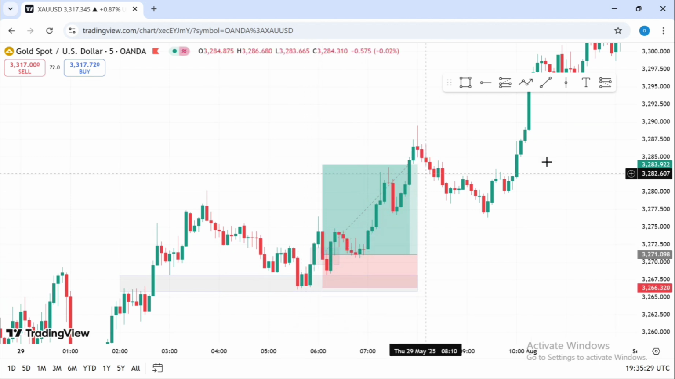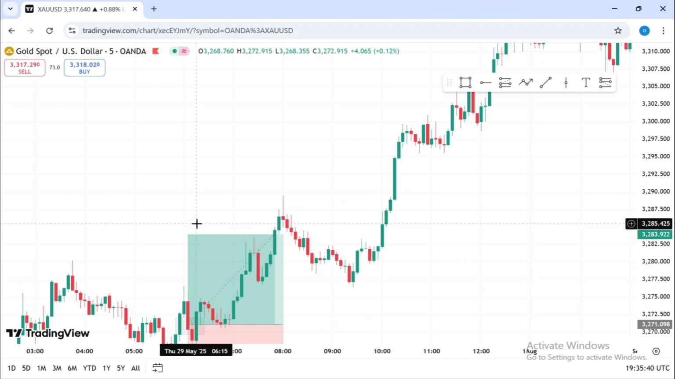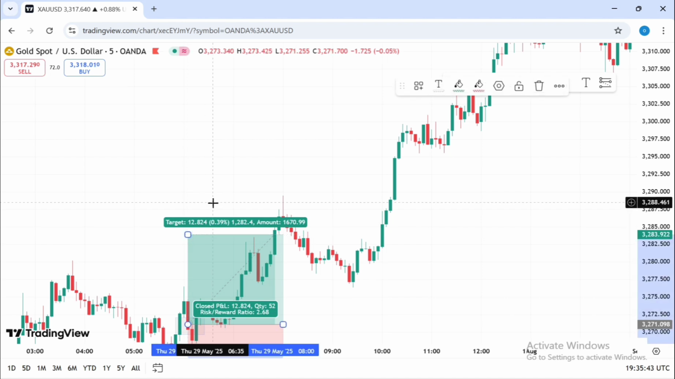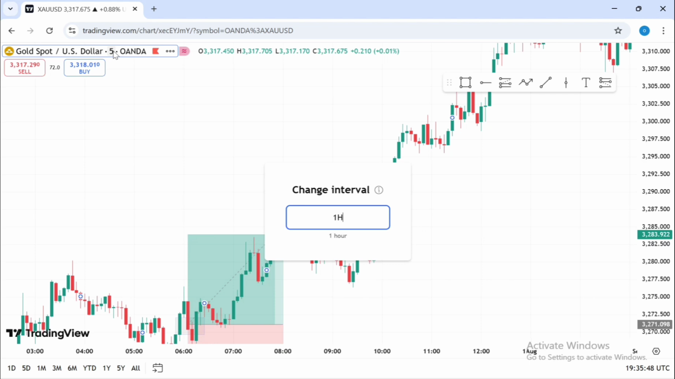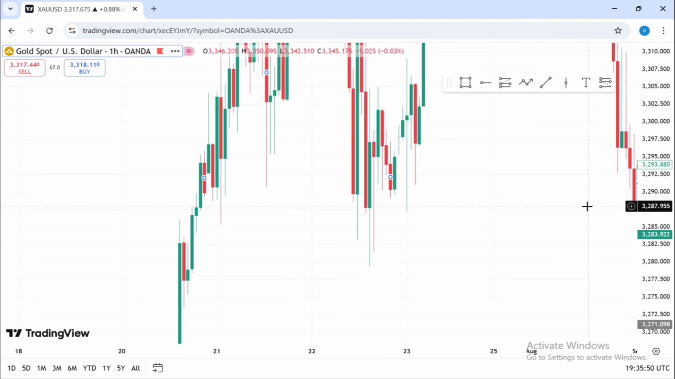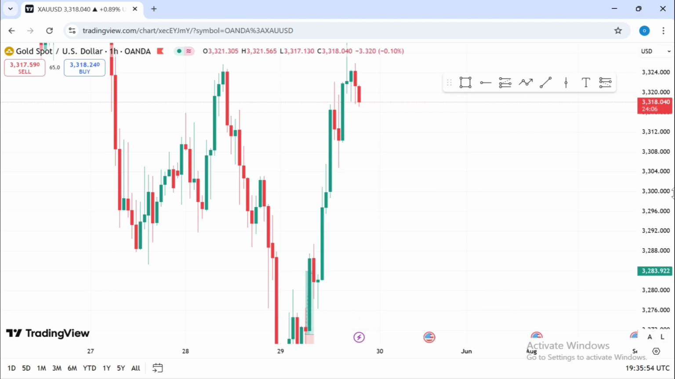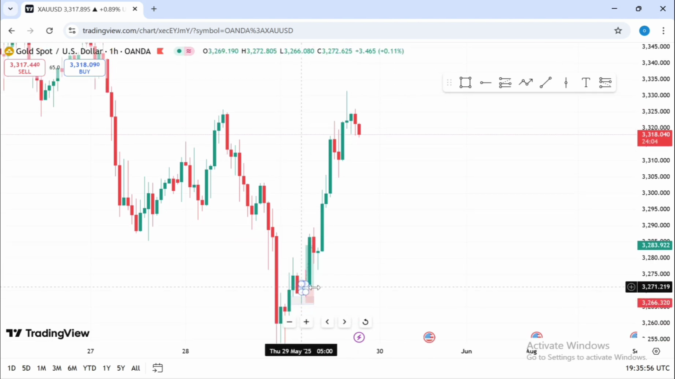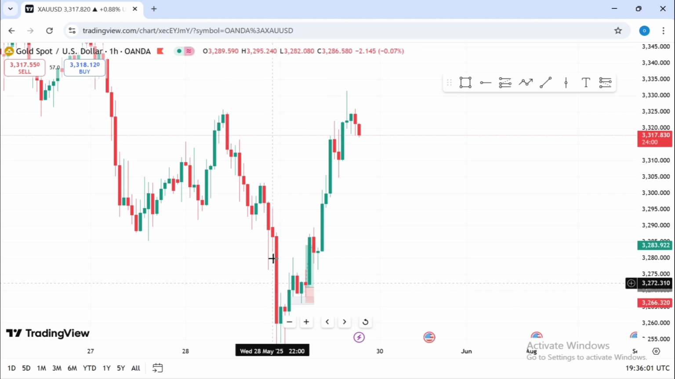And the target, I normally target 1:3, but in this case it was a high probability setup, so I just decided to target 1:5, because when you check the 1 hour, let me show you guys something. When you check the 1 hour, as you can see, this is where we took our trade. So when you check the 1 hour, you could see that price has disrespected this fair value gap.